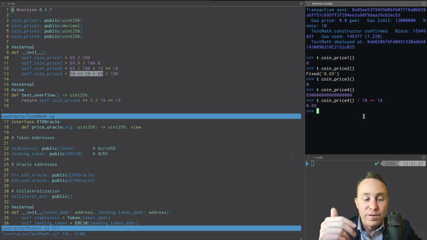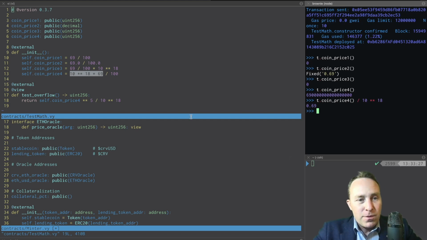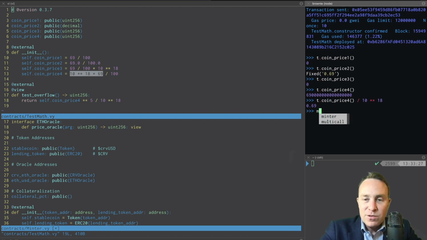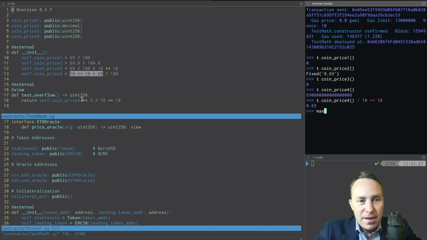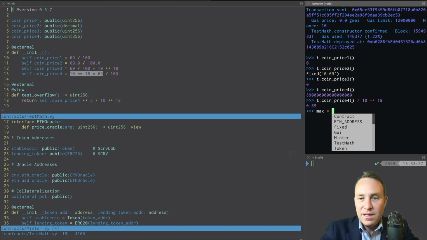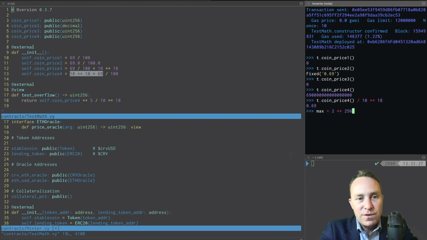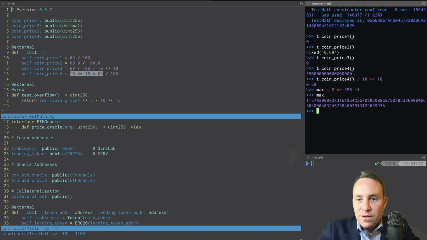One thing you have to be careful of, though, when you're making your numerator really, really big, there can also be some overflow in the numerator. So by way of example, this test overflow is, in theory, we would think that this mathematics is going to be under the limit. By that I mean we've defined this as a uint 256, which means that the max is 2 to the 256 minus 1. That's the max value.